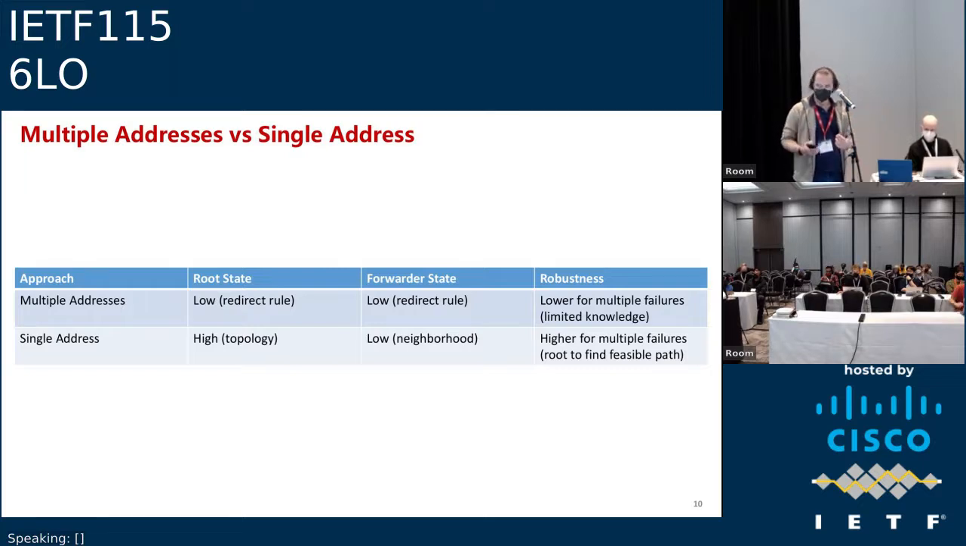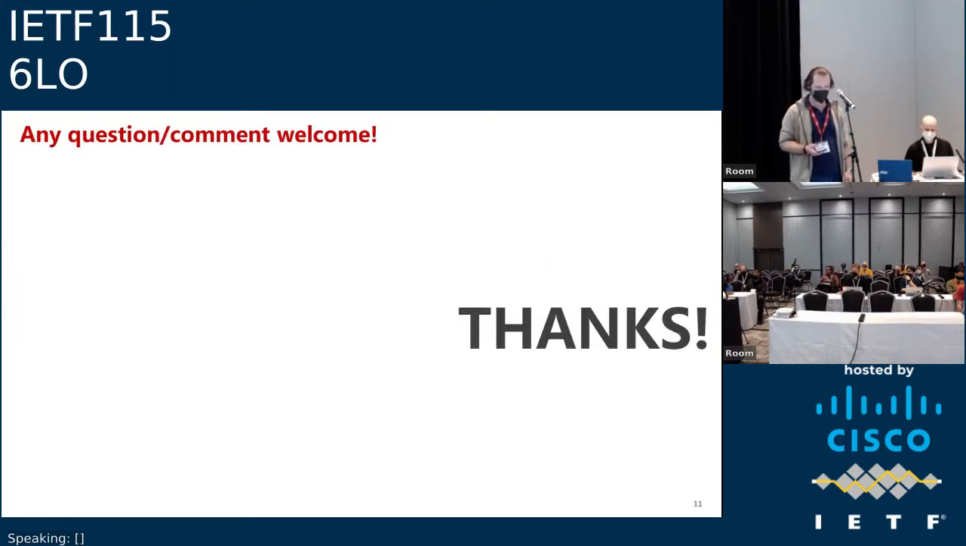In the forwarder nodes, the state is in both cases relatively low. Some rules can be there, or neighborhood information. And for robustness, if you have multiple failures, in the multiple addresses case there is no clear synchronization, so it could be weaker. But in the single address case, since the root has a global vision, it can make smarter choices. But again, if you have a lot of failures, then you have a bigger global state. And that's it. I gained a little bit of time.